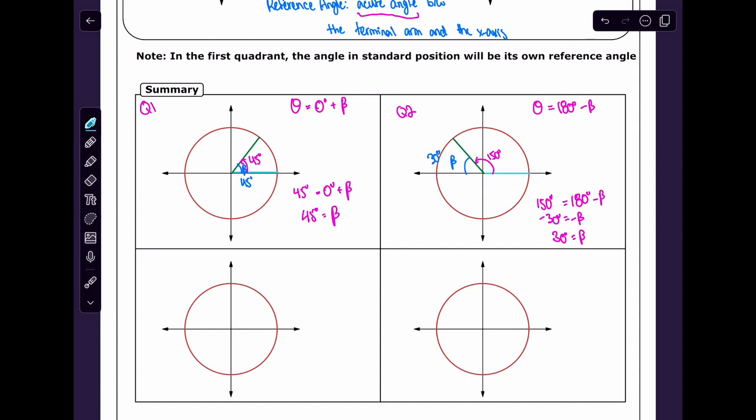So now let's work in quadrant 3. Let's draw the terminal arm in quadrant 3. Let's denote this angle as 210 degrees.